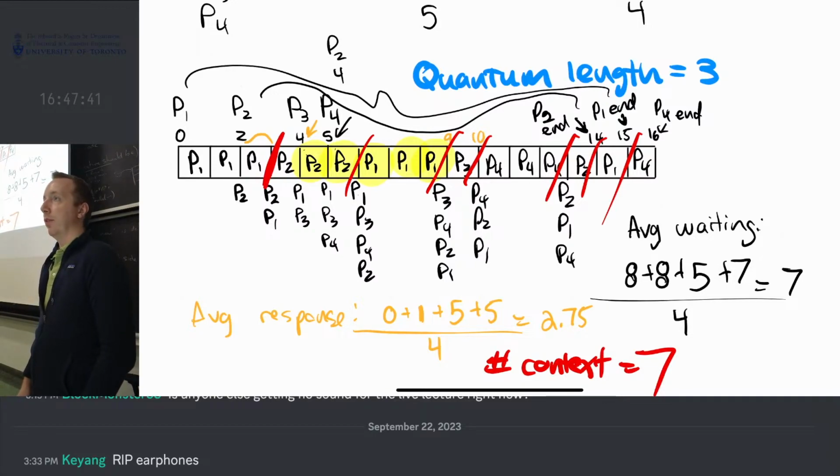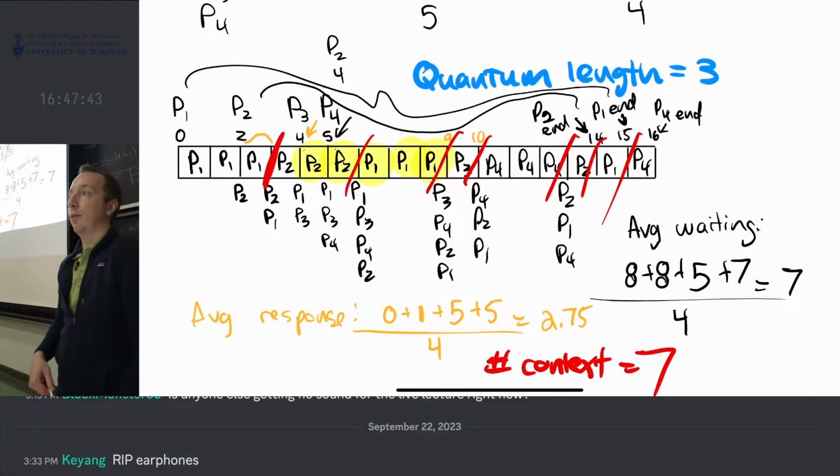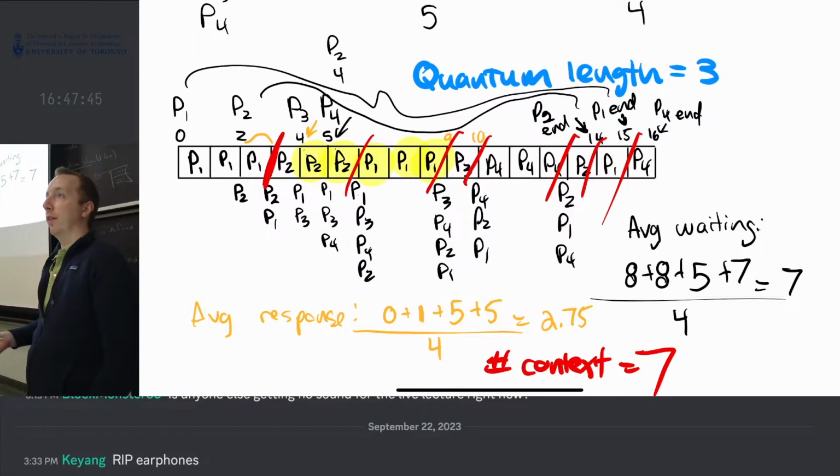So when a process terminates and switches to another one, that still counts as a context switch. Although you can imagine it might be slightly faster because I wouldn't have to save the state of whatever's terminating, but I still have to load whatever I have to execute next.